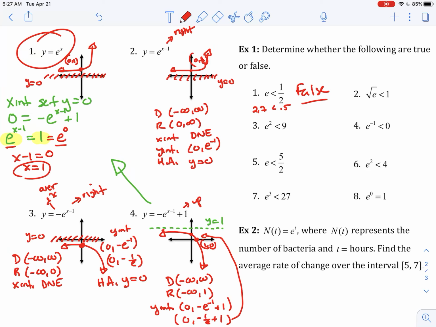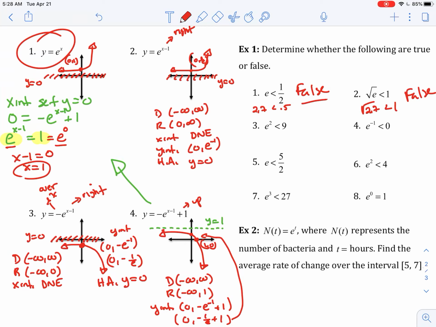Okay. Is the square root of e less than 1? Is the square root of approximately 2.7 smaller than 1? Well, we know that the square root of 1 is 1, and you have a number larger than 1, so that is definitely not going to be smaller than 1. So that would be false.